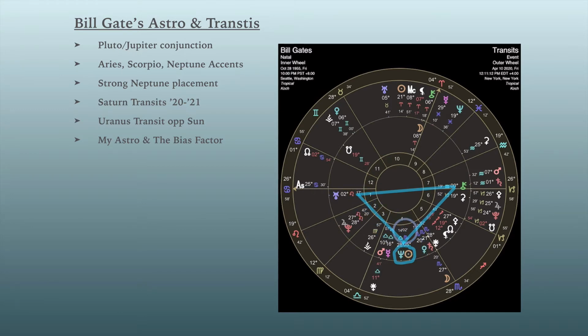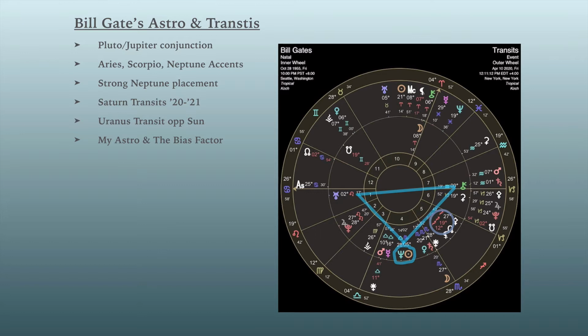I don't look at squares as always being bad, but there's a big emphasis going on in this chart with this conjunction down here, Neptune and the Sun. And so I'll get into that a little bit more because this is where my bias can kick in somewhat. So I've gone through, he has got a Neptune accent in other ways as well.